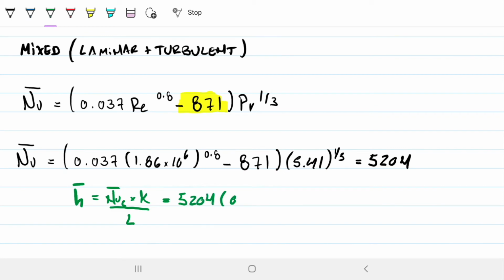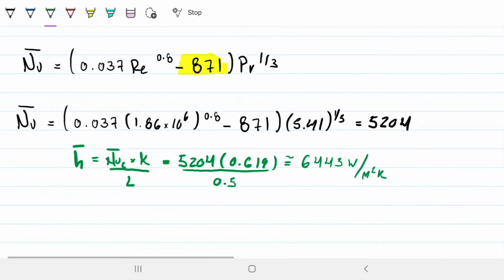So that's going to be 5,204 times conductivity, the 0.619, divided by the 0.5. And this gave me about 6,442.56, and it keeps going, so let's go ahead and approximate that to 6,443. That's watts per meter squared per Kelvin.